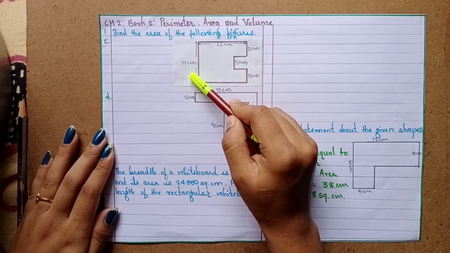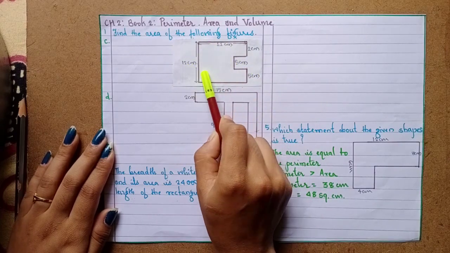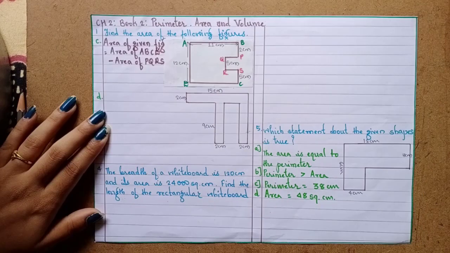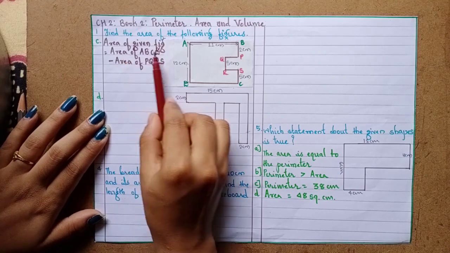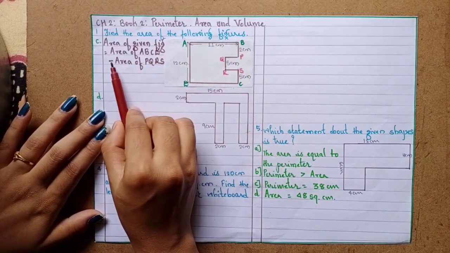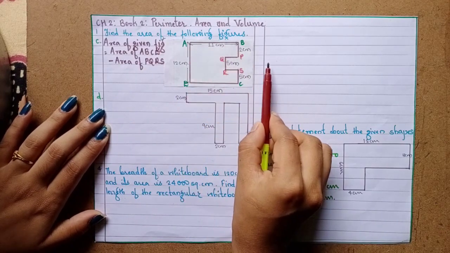From the area of the rectangle, we have to subtract the area of the square, and that will give us the area of the example. So let's write. We have a formula here. Area of given figure equals area of ABCD minus area of PQRS. So from this area, when I cut the area of this small square, we'll get the area of the given figure.